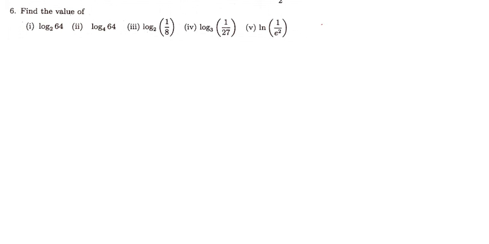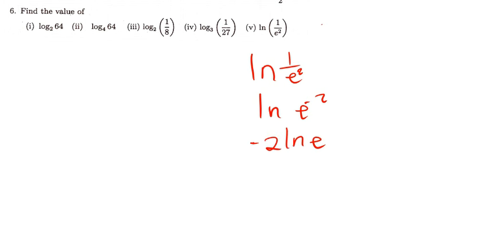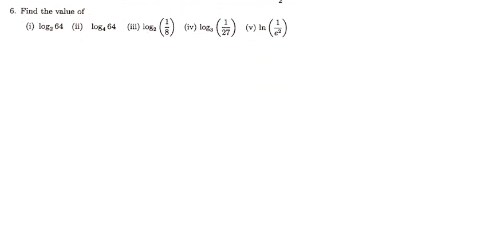What of this one? ln of 1 over e to the power 2 is basically the same as ln of e raised to the power negative 2. You can shift negative 2 to be in front. ln is always in base e, so log base e of e is 1, so the answer is negative 2. That is it for question 6.